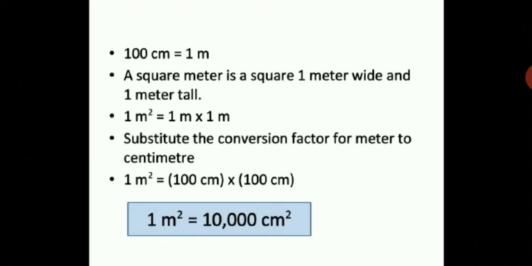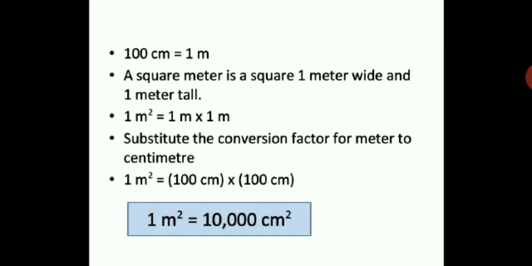So when you substitute, instead of 1 meter you put 100 centimeter, because you all know 1 meter is equal to 100 centimeter. When you substitute the value, what do you get? 1 meter square is equal to 100 centimeter into 100 centimeter. That will be 10,000 centimeter square. So the conversion factor here is 1 meter square is equal to 10,000 centimeter square. You have to take it down and please put 1 meter square is equal to 10,000 centimeter square. This is a conversion factor, very important.